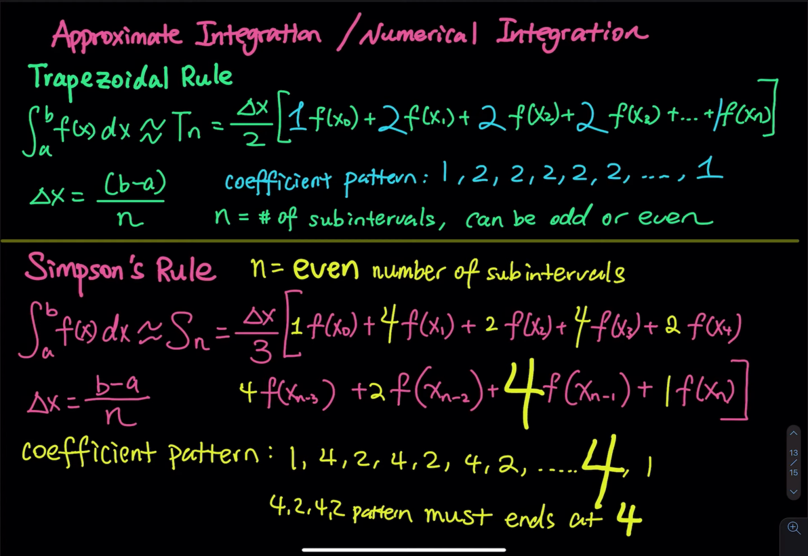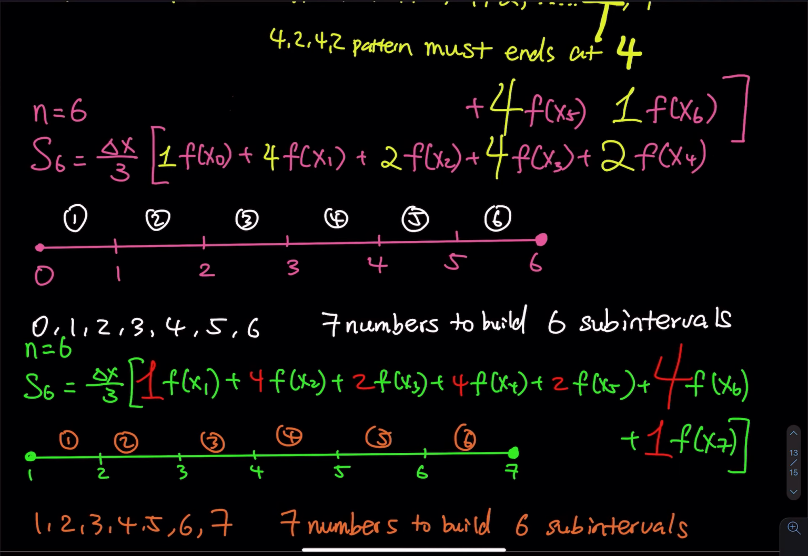Let's take a look. In the next example, you start at f of x1. This time again, you want 6 subintervals. I need 7 numbers to do so. That's why in my number line, I go from 1 all the way to 7. The previous line went from 0 to 6. 1 to 7, you have 7 numbers, right? 7 numbers is enough to build 6 intervals. And then in my expression, I went from x1 all the way to x7.